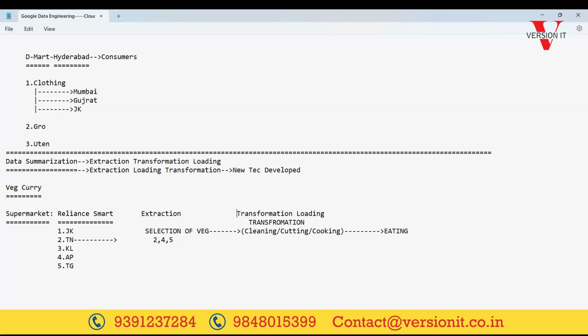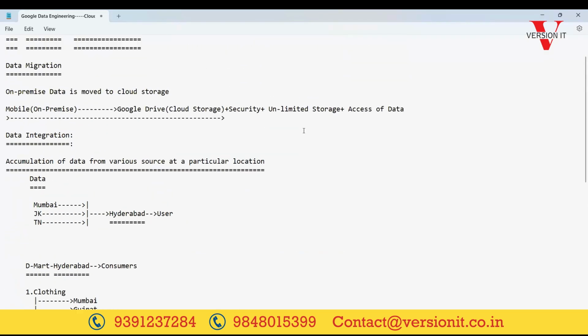And transformation means the same transformation, that is changing the form of the data by making some calculations, additions, deletions, etc. And loading means finally putting the data into the target system. The data will be loaded into the target. So this is called the process of data summarization.